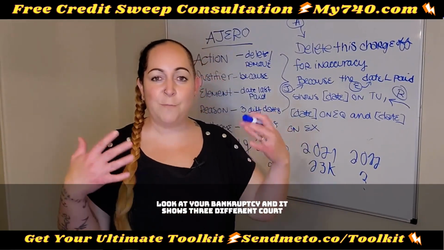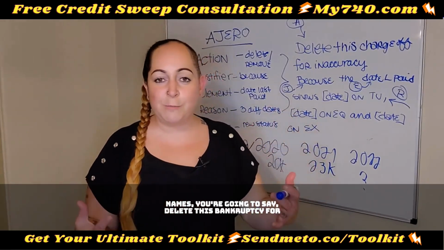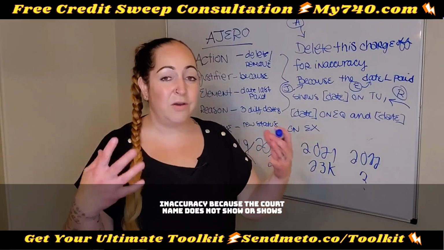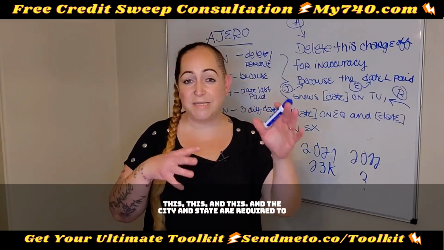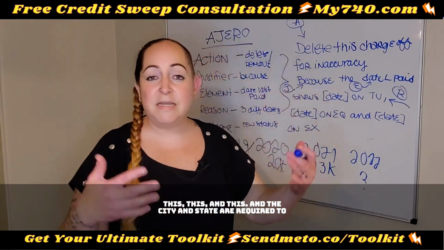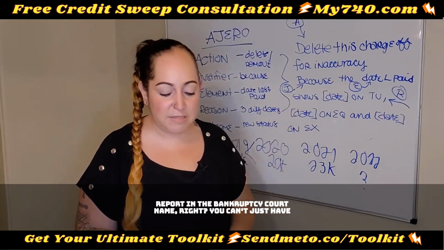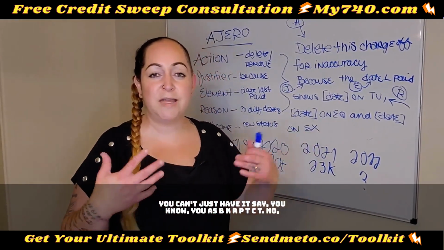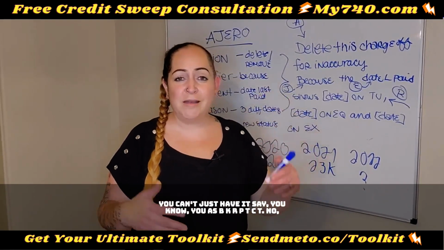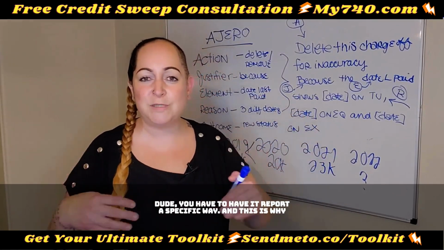Well, if you look at your bankruptcy and it shows 3 different court names, you're going to say, delete this bankruptcy for inaccuracy because the court name does not show or shows this, this, and this, and the city and state are required to report in the bankruptcy court name, right? You can't just have it say federal. You can't just have it say U.S. Bankruptcy Court. You can't just have it say USBKRPTCT. No, dude, you have to have it report a specific way.